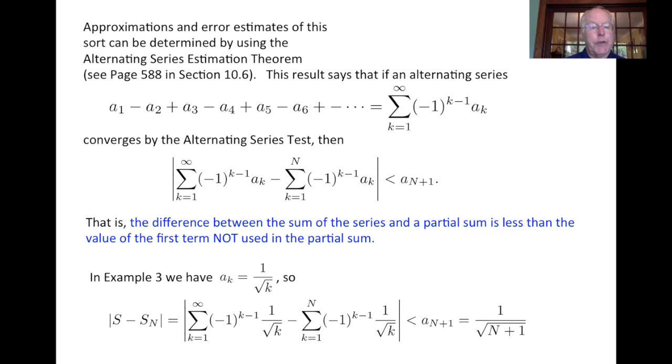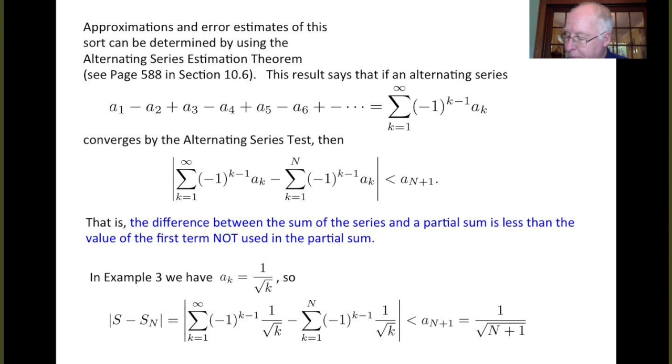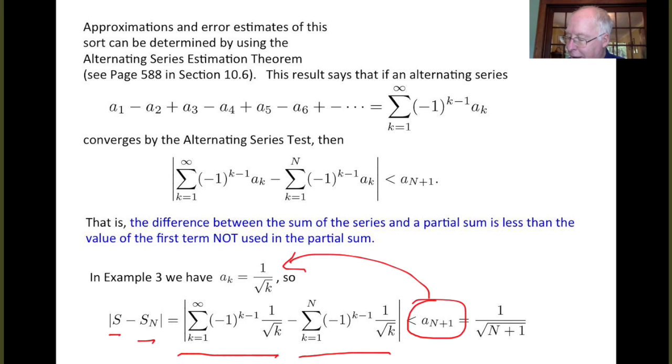So let's go back to our example. In our case, we have a_k equals 1 over root k. So if I look at the sum of the series minus the partial sum, that difference will be less than the first unused term, a sub n plus 1. And if a_k is 1 over root k, then a sub n plus 1 is 1 over root n plus 1. And remember, we want to make this difference less than 1/100th.